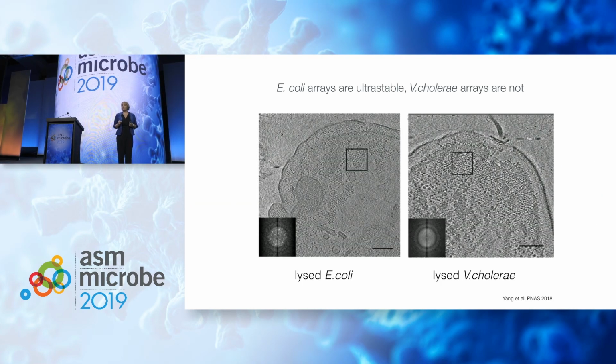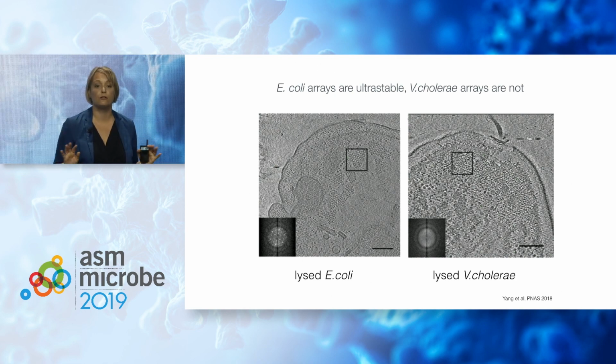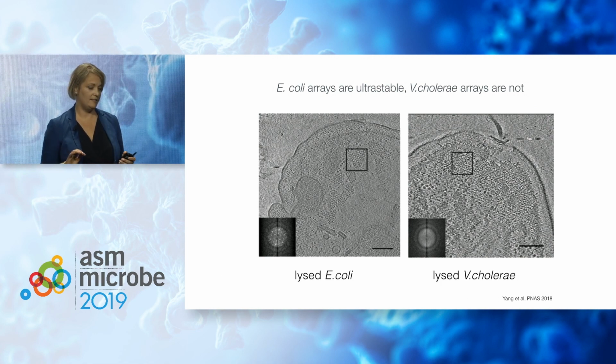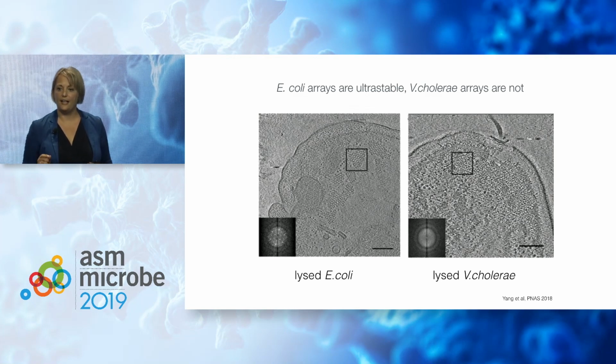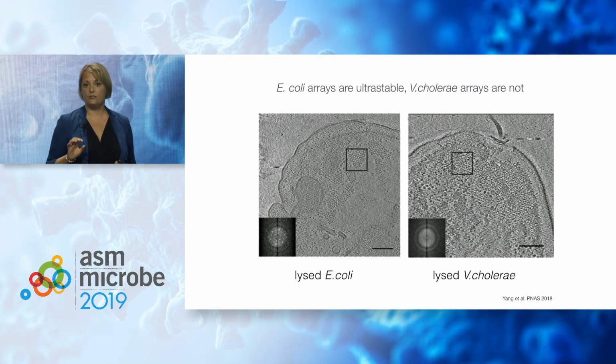Now, does it also have structural consequences? And yes, it does. So in E. coli, the kinases staple these arrays together. So they're super stable. So you can lyse the cells completely, and you will still have these beautiful conserved arrays, which you can see here. In contrast, on the right, you can see such an array in a slightly lysed Vibrio cell. And as soon as you just gently lyse these Vibrio cells, you can see these arrays fall apart.